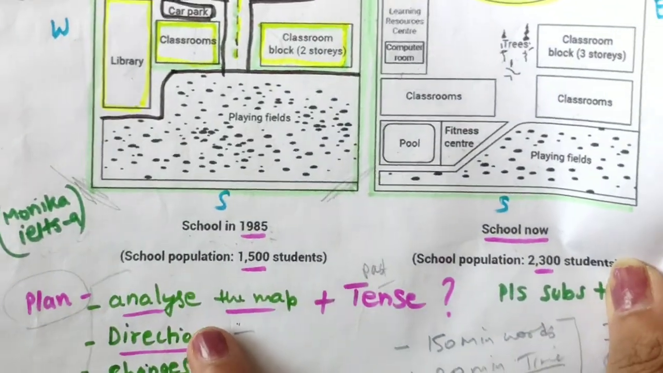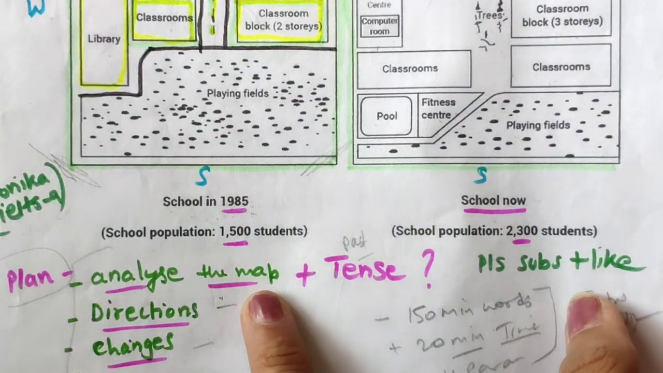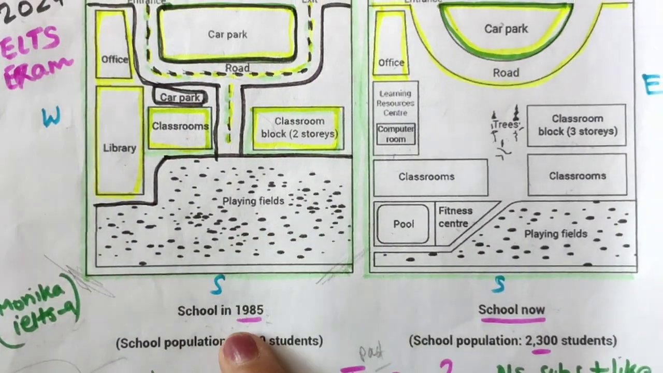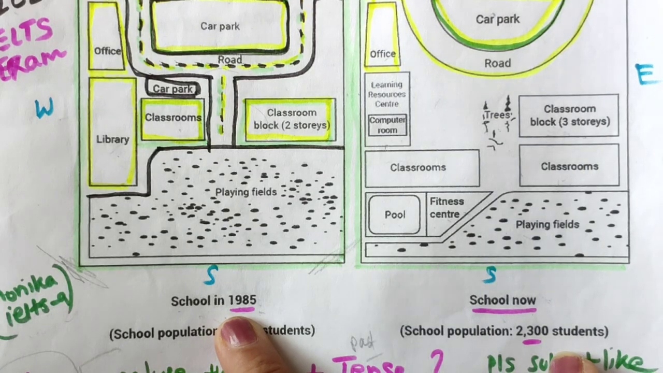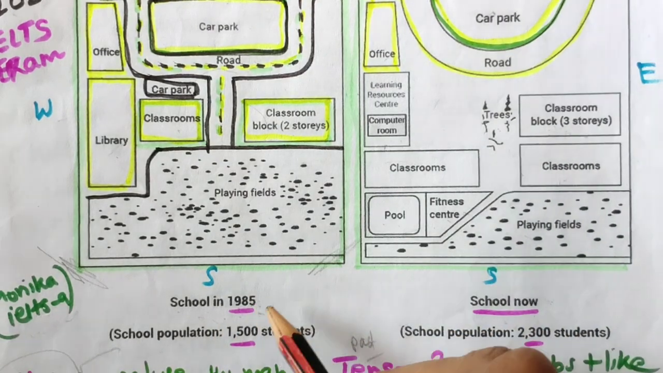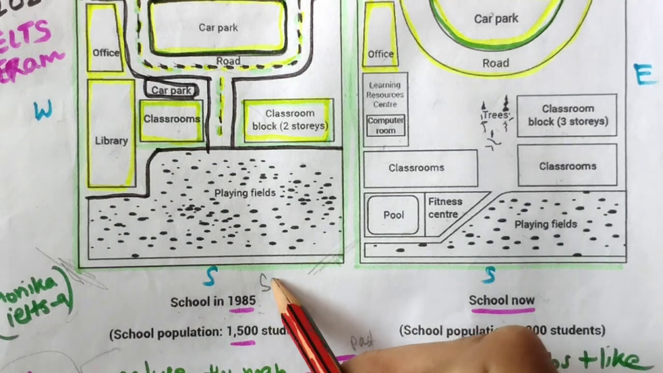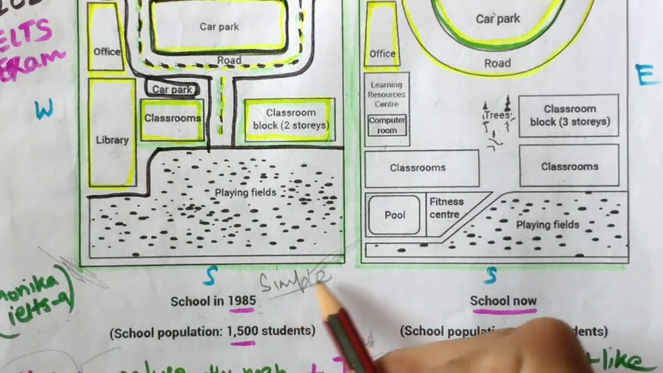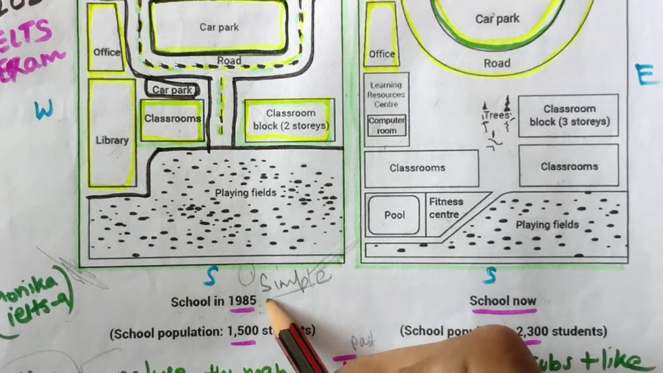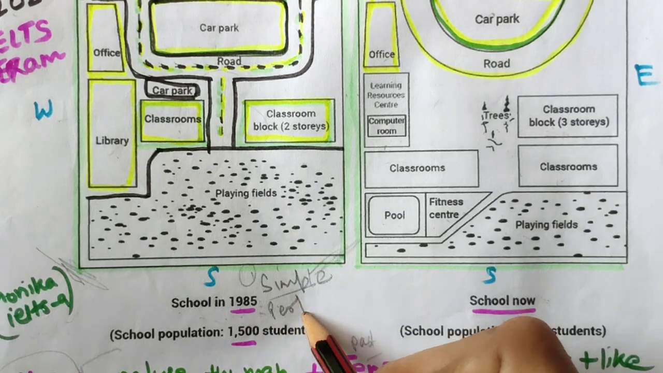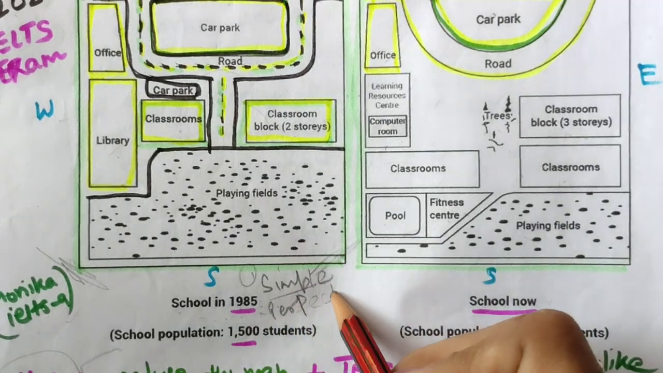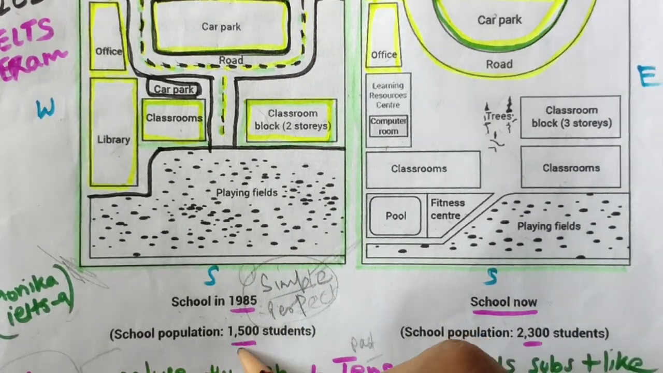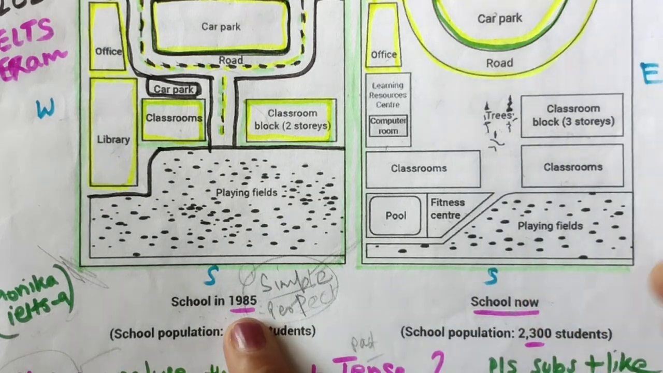Let's check. So first step we have done in planning, we have analyzed the map and tense. Yes, so for explaining this paragraph we will be using past tense. So past tense, which past tense? Simple past tense, definitely it will come. Okay, and simple past tense one, and second one is past perfect tense. These two tenses are important to use in this paragraph for explaining 1985.